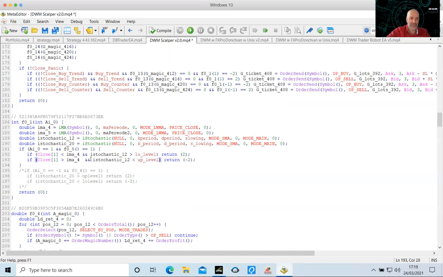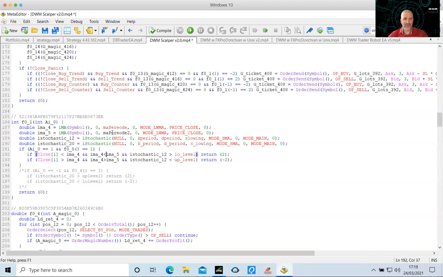I will just put it here like this. IMA4 is more than IMA5, and this is the condition I added. I have to do it on both lines: this is for the sell, this is for the buy. We have to be careful that this will have to be below, like the moving average 4 should be less than 5.